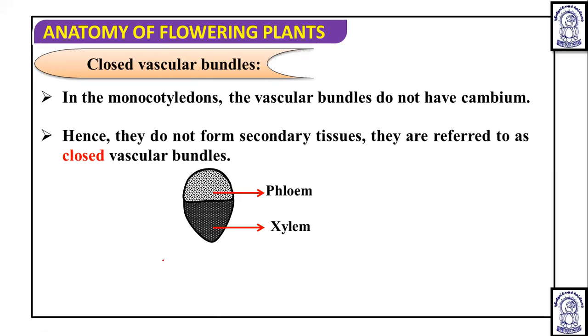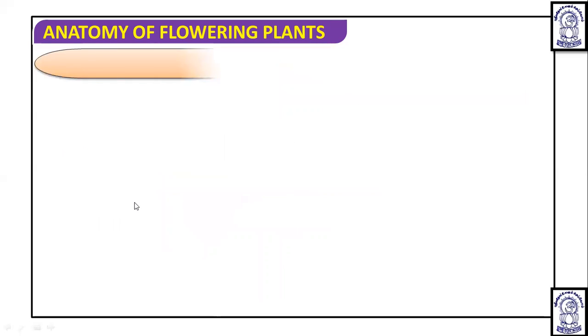So when cambium is absent, if we consider this, then it is a conjoint closed type of vascular bundle. Now, apart from this, conjoint open is present in the dicot stem and conjoint collateral in the monocot stem.